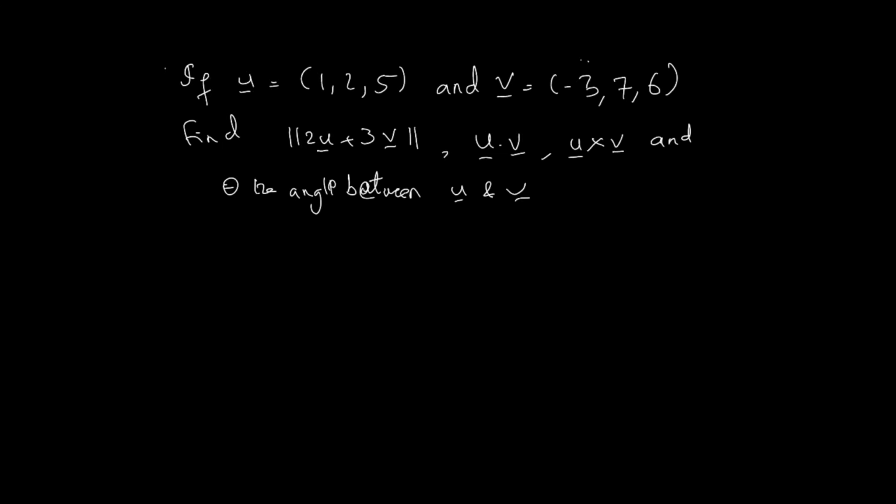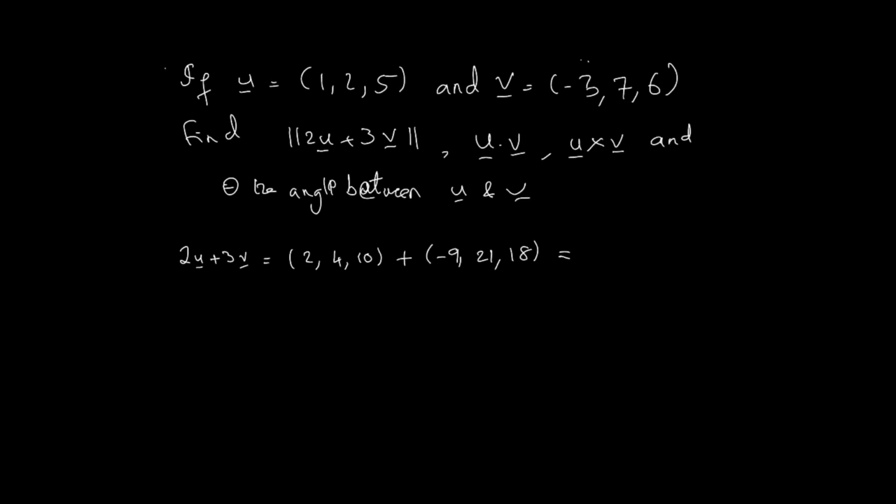Okay, so let's look at this vector example. Given the vectors u equals 1, 2, 5 and v equals minus 3, 7, 6, we want to find 2u plus 3v. In order to do this, we start by first calculating what is 2u plus 3v. So 2u plus 3v means twice of u, which gives us 2, 4, 10, plus 3 times v, which is minus 9, 21, and 18.